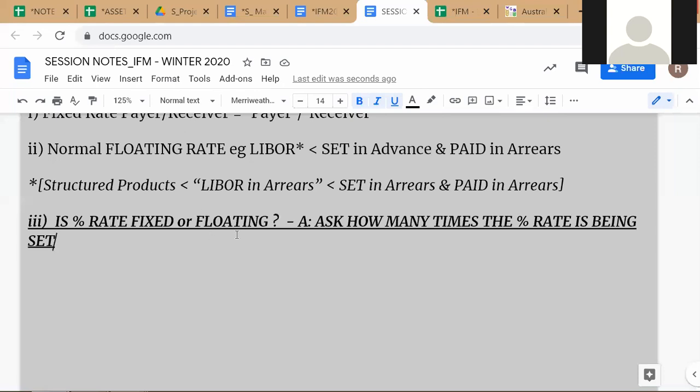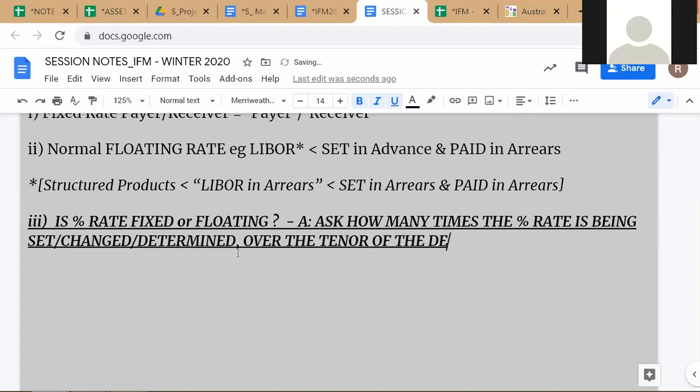So the resetting is captured by looking at the answer to this question: how many times is the interest rate being set or changed or determined over the tenor of the deal? We'll just call it the deal. The transaction is the deal. So ask how many times the interest rate is being set, changed, or determined over the tenor of the deal.